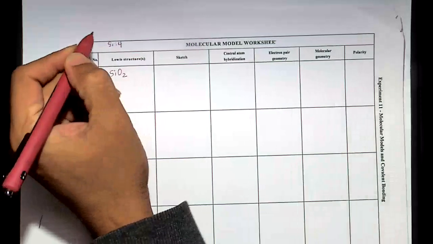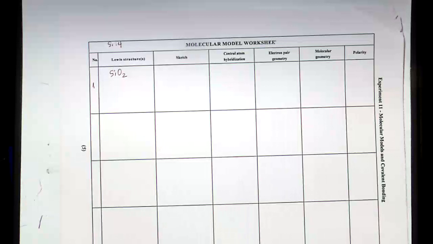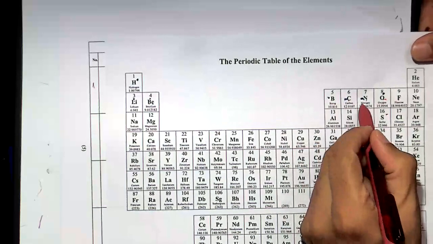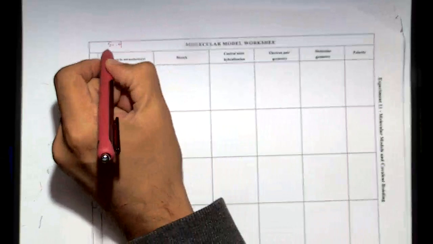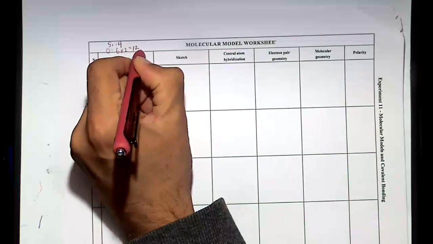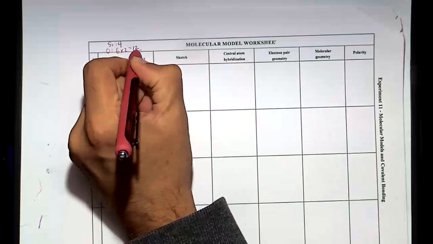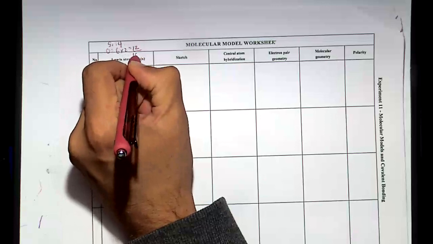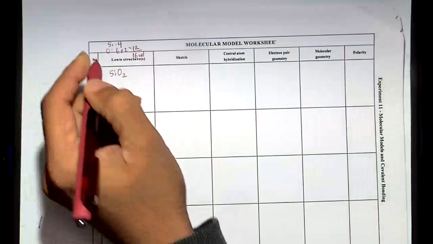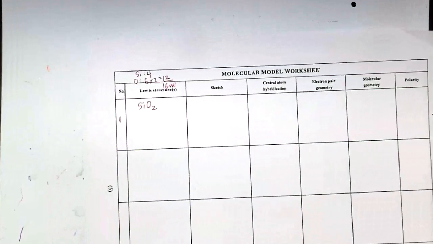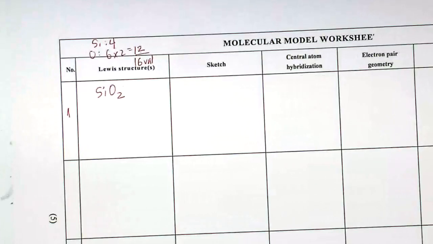What is oxygen happy at? 6. Yes, 4, 5, and 6. But we have 2, so we have 12 electrons. So how many valence electrons? 4 plus 12 is 16. So we need to get 16 valence electrons around SiO2. So how will we do this?